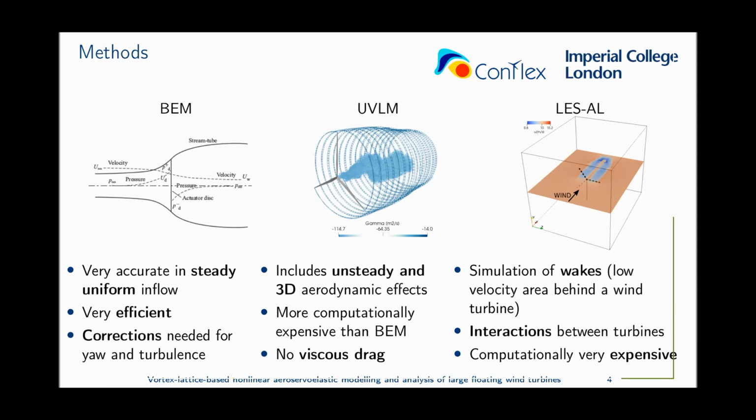The second method is an unsteady vortex lattice method. Mark has just talked about it, UVLM. For us, the important part is that it accounts for complex aerodynamics, like the three-dimensional and the unsteady effects, which are not accounted for by blade element momentum. It is more computationally expensive, and the main drawback is that it does not account for viscous drag, but we have proposed in this presentation a method to account for it. And finally, we have LES with actuator line, or large eddy simulation with actuator line, which is very convenient to model wakes and the interaction between wind turbines, but it is extremely expensive computationally.